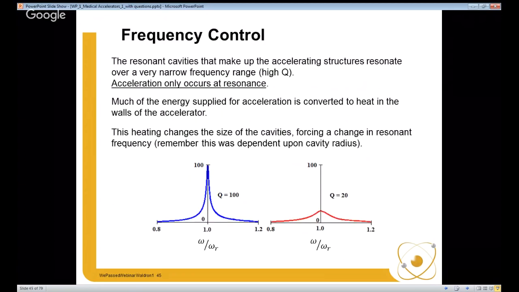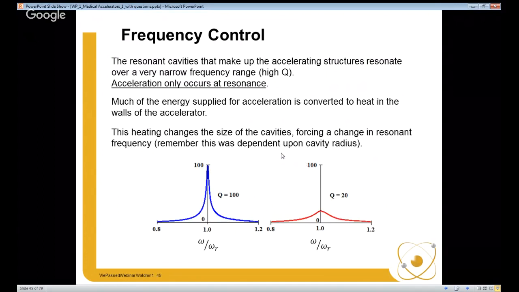I do need to refer to frequency control here very quickly. The resonant cavities that make up the accelerating structures are very high Q cavities. What that means is that if we look at the amount of energy they accept as a function of frequency, where the central axis here is the resonant frequency, and we're looking at the frequency of the electromagnetic wave entering the cavity, we can see that a very high Q cavity accepts a very high amount of energy over a very narrow frequency range, and a lower Q cavity accepts a lower power level at its peak, but does not fall off as rapidly. In other words, this is a very narrow bandwidth device, and this is a very wide bandwidth device by comparison.